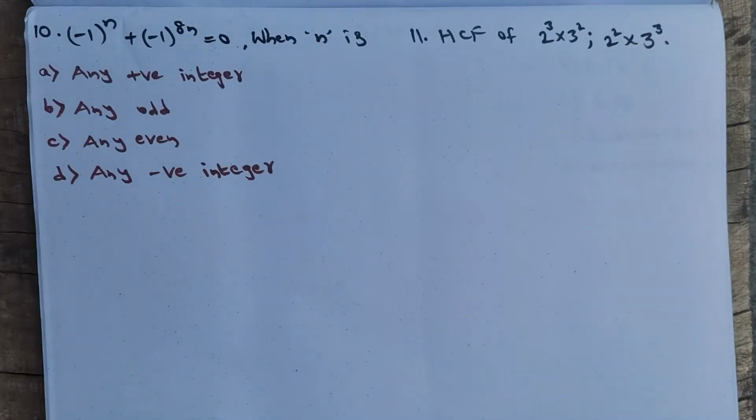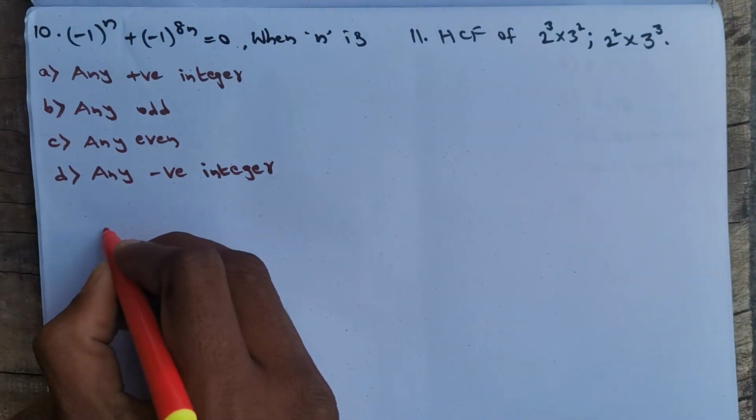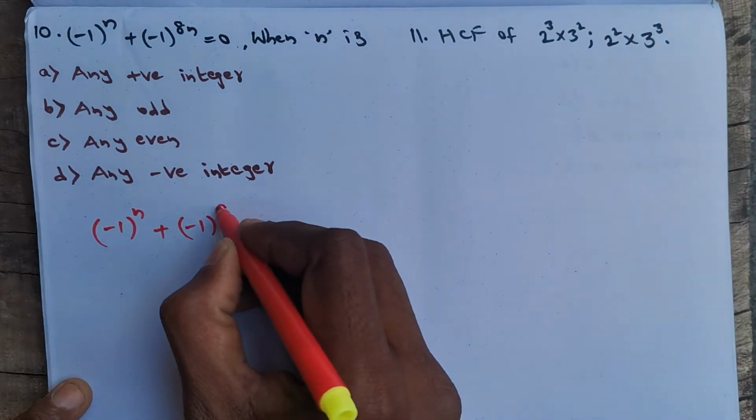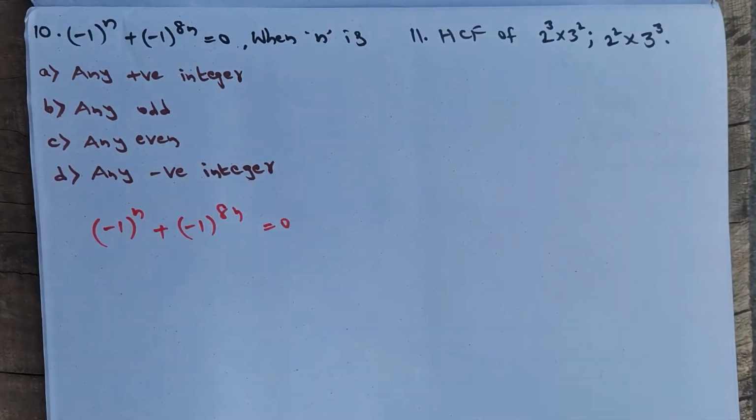Next, question number 10. (-1)^n + (-1)^(8n) = 0 when n is any positive integer, or any odd number, or any even number, or any negative integer. Let us check once. The given terms are (-1)^n + (-1)^(8n) = 0. First, I am going to take the second term.